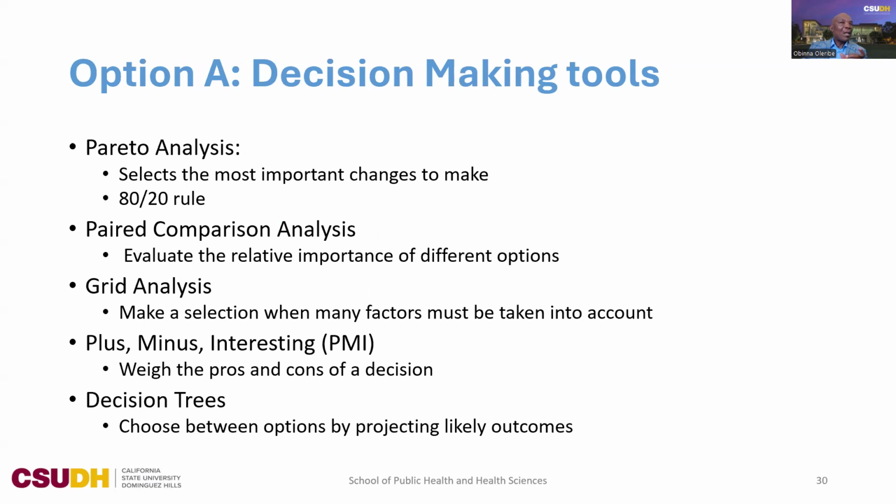Option one, the Pareto analysis, selects the most important changes to make. It's called the 80-20 rule. It suggests that 80% of our efforts come from 20% of our causes. It helps you to prioritize your decisions. In paired comparison, you're evaluating the relative importance of different options, assessing how one option is better or less than the other. It helps to make decisions when you rank them in terms of first and second.